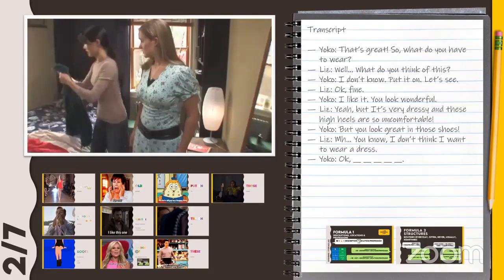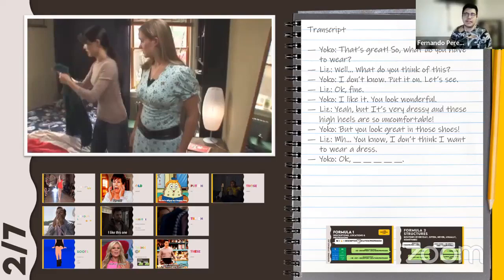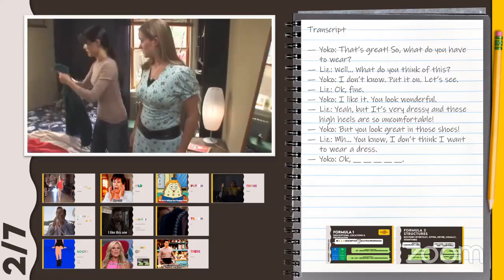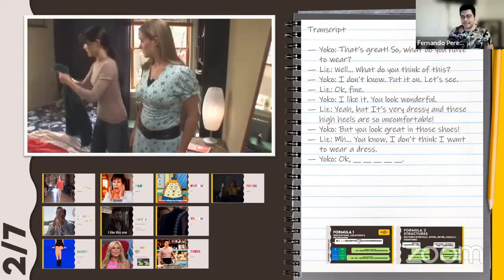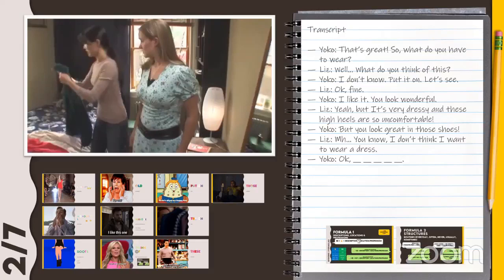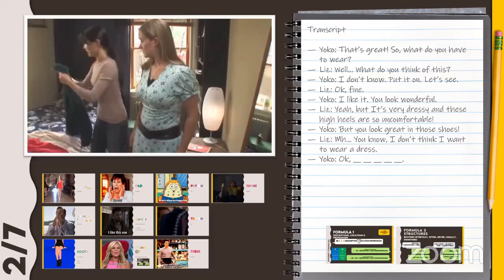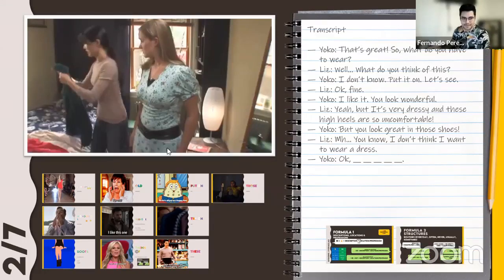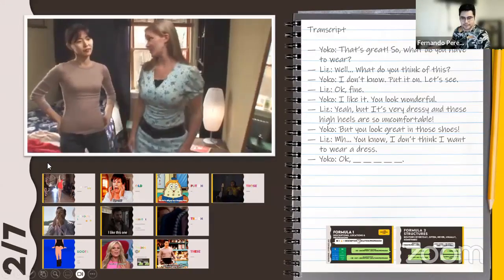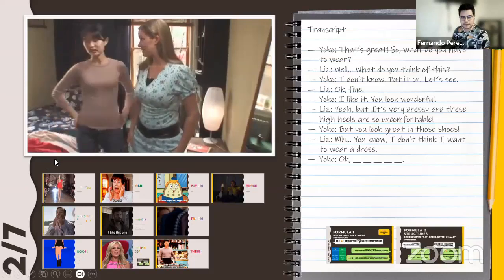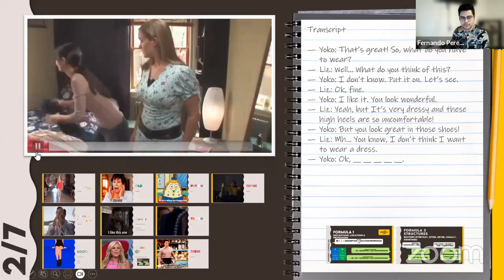Try. Try. Phonetics don't match. Okay, but. But similar situation. Phonetics don't match. Okay, but. But phonetics don't match. No. Definitely. Final chance. I don't think I want to wear a dress. Okay. Well, how about a skirt?